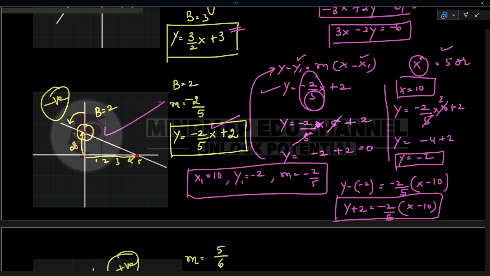Clear? So in this lesson we learnt how to write a slope intercept form equation from a given graph and then get it converted into standard form and in point slope form.